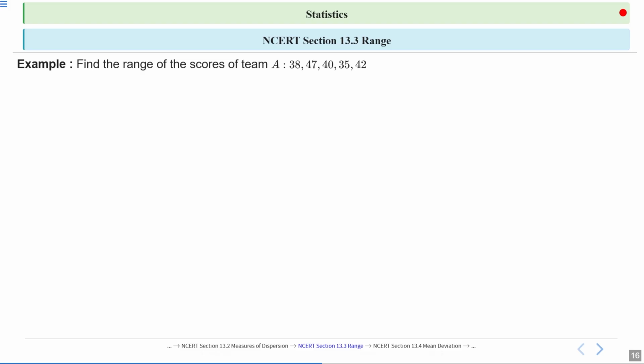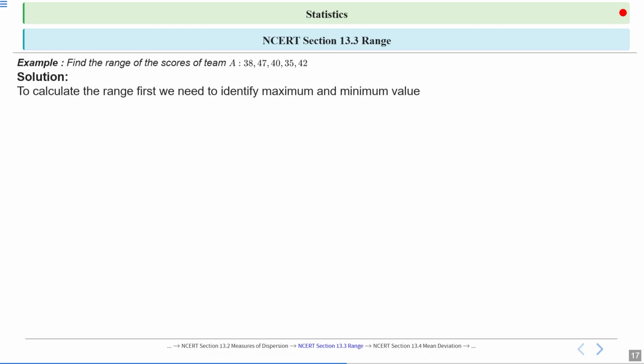We will look at an example involving the scores of a team to understand how to calculate the range. Given the scores of team A: 38, 47, 40, 35, and 42. Our goal is to find the range of the scores of team A. So let's solve this example step by step.